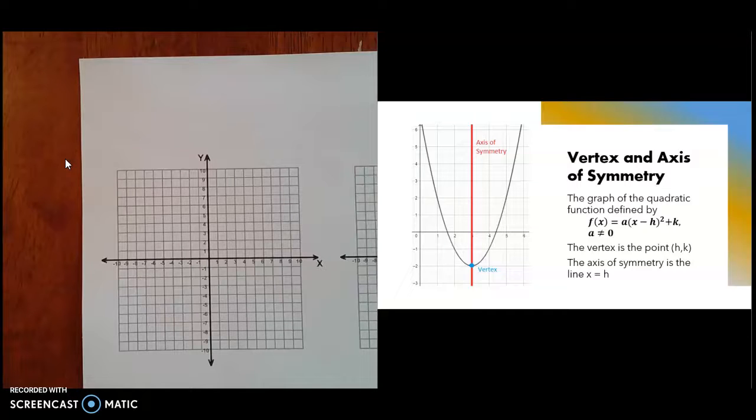The axis of symmetry is always a vertical line, so it's x equals a number, and it's always going to equal that h value. It's always going to equal the x coordinate from your vertex. Okay, that's where the axis of symmetry is.